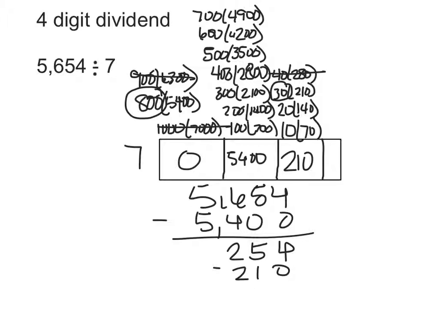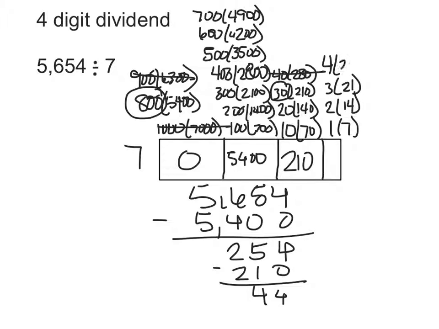And I subtract it, and I end up with 44. And so then I'm going to go to my ones place. 1 times 7 is 7. 2 times 7 is 14. 3 times 7 is 21. 4 times 7 is 28. 5 times 7 is 35. 6 times 7 is 42. 7 times 7 is 49.